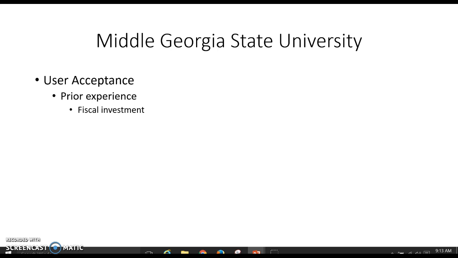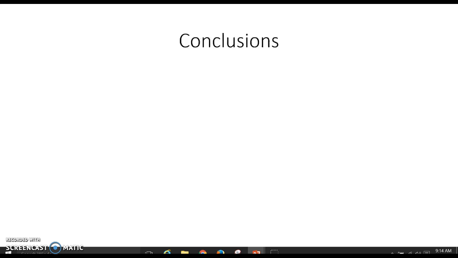Even if you double the number of users that actually buy into this, you're still nowhere near return on investment over a reasonable amount of time. So again, it comes down to money and acceptance. So my conclusions, well, all I did was look at Middle Georgia State University. I did not go out beyond Middle Georgia State University just because of time constraints.